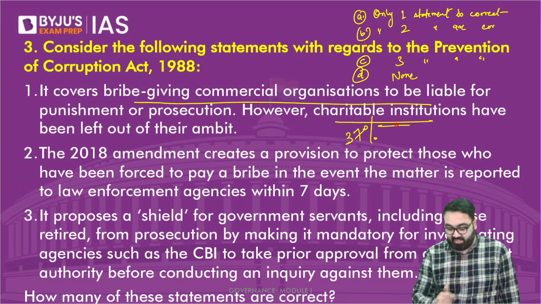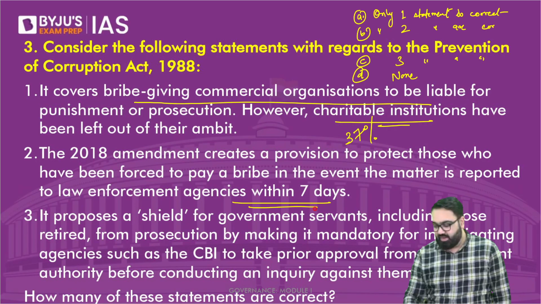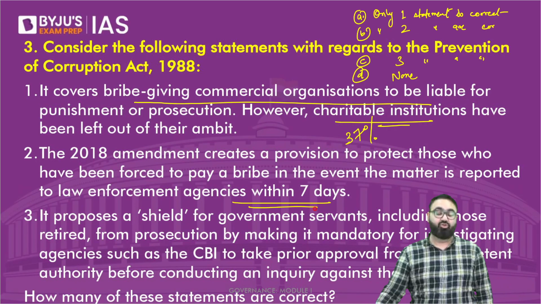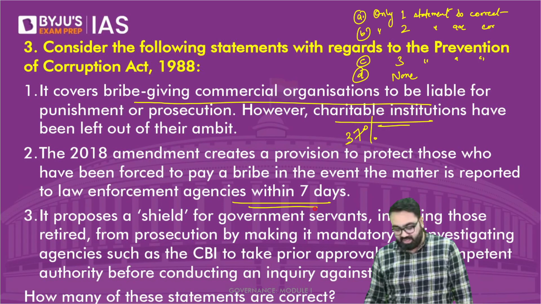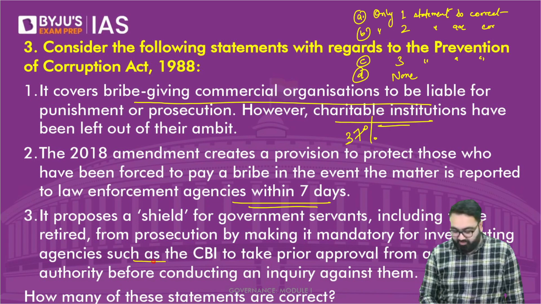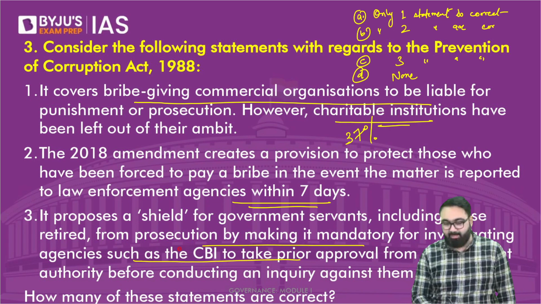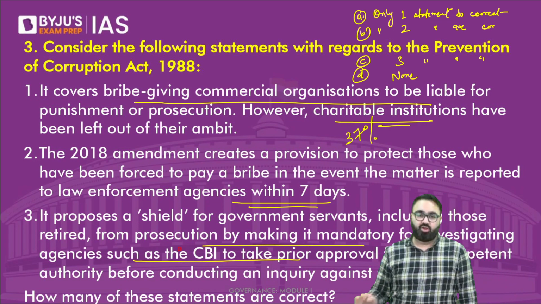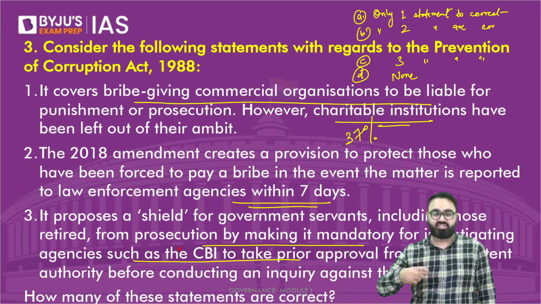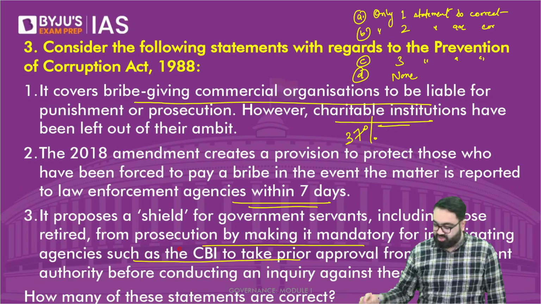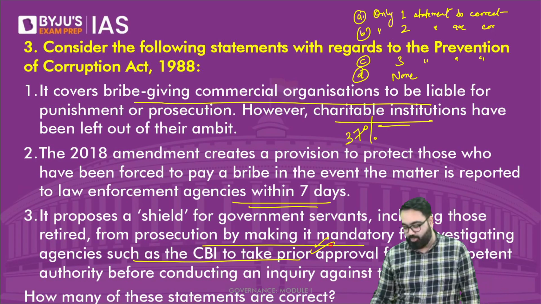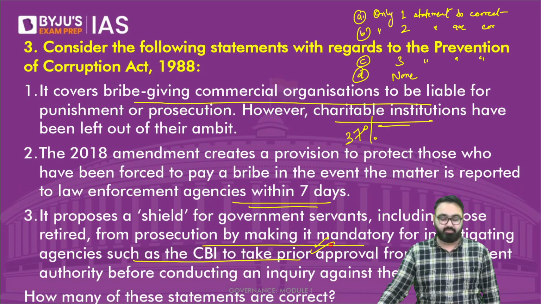Second, we did discuss the 7-day time period. If you are being forced to give a bribe, you have to report within 7 days. If you report within 7 days, you are fine, you are safe. Third, we also discussed that if you are a retired official, you are being protected by the government. How? If the investigation or prosecution has to be done against a retired official, that has to be with the prior approval of the government.